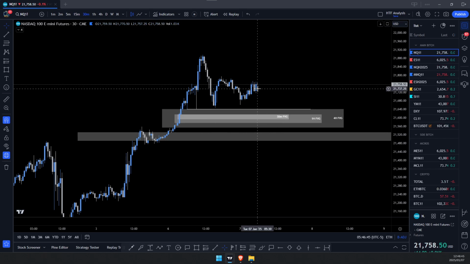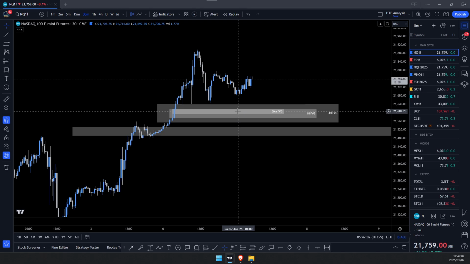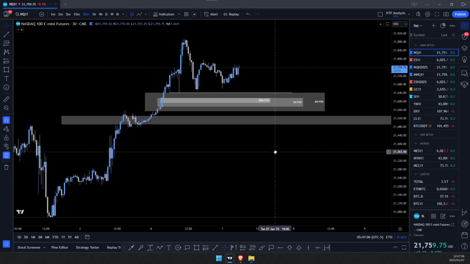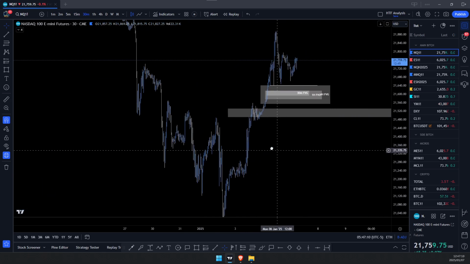So what I'm expecting is for at some point today for the Nasdaq to trade into this level, and then I will switch over to the 2-minute time frame to wait for the breaker block and overlapping fair value gap to form on that time frame. So if the 2-minute breaker and fair value gap does not form, then I think we could come down to rebalance the daily fair value gap.